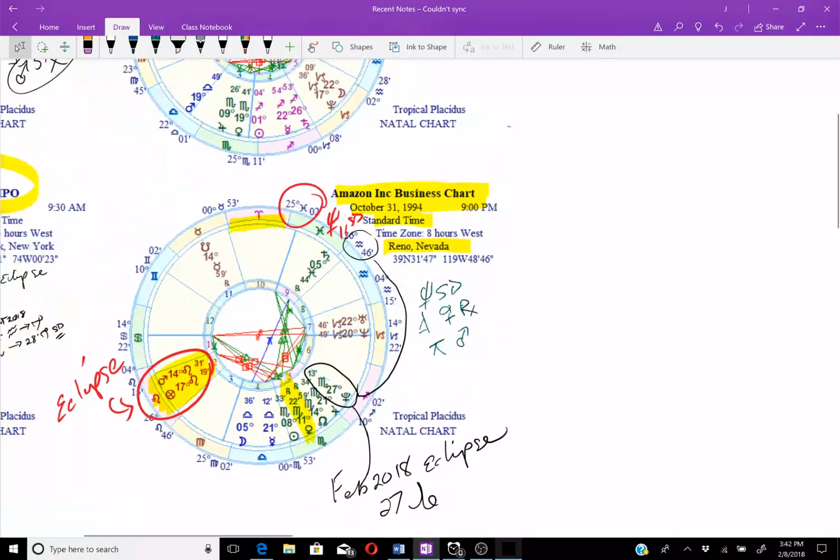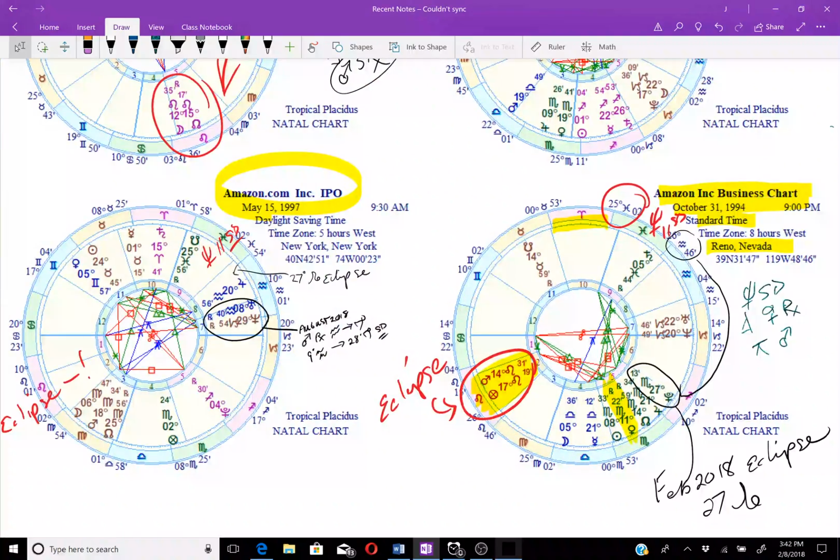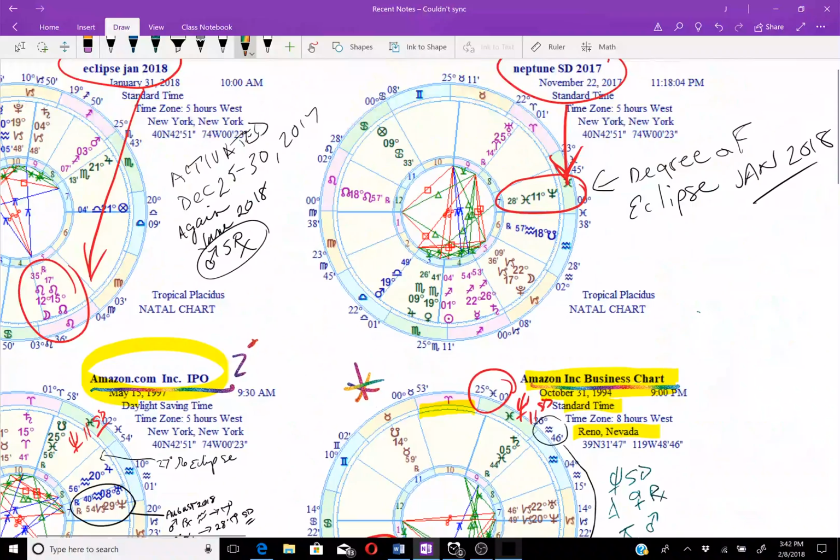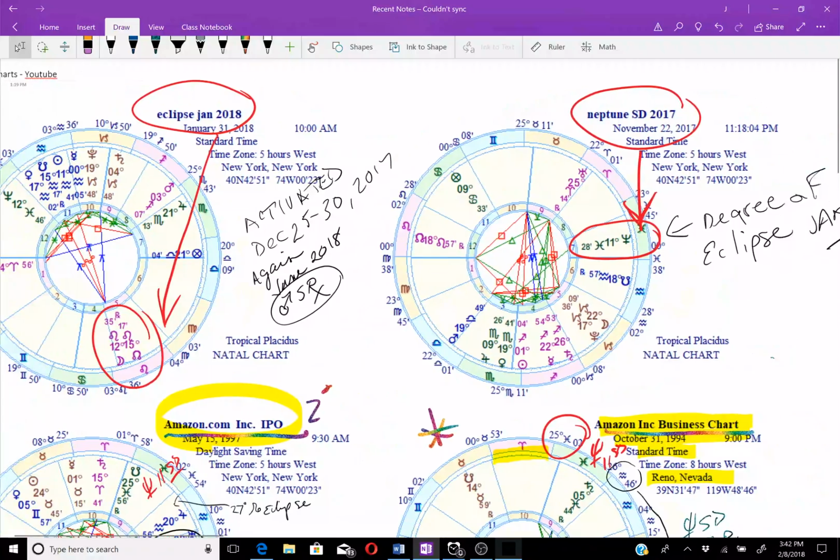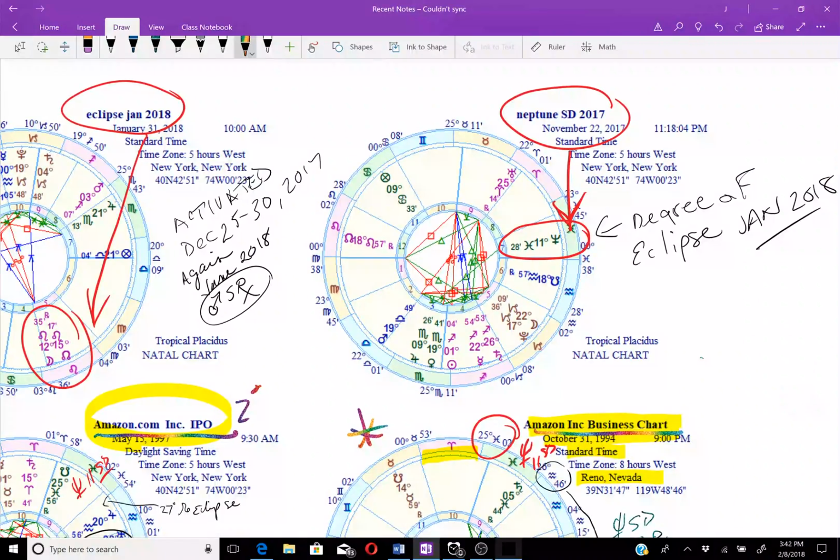Okay, this is transits coming up, right? So let's go to the present day. Here we have the incorporated chart, and here we have the business chart, right? So this is the business. This always trumps everything, and this is the secondary chart. So this time, we're going to go back a little bit in time. This time we're going to go to 2017, right?